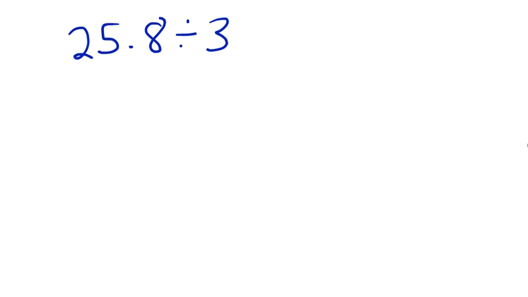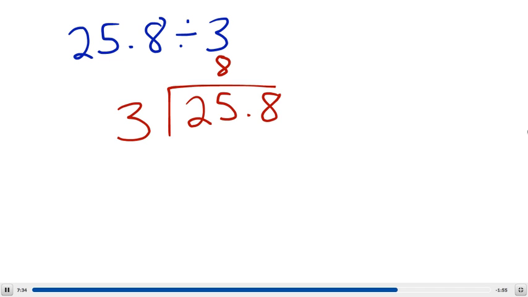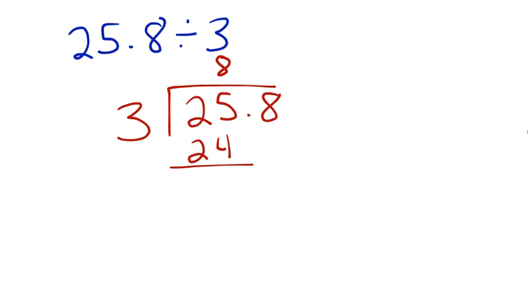This one is 25 8/10 divided by 3. So that's going to look like this. Now on this one, there's no decimal in the divisor, so now we just divide like normal. So 3 goes into 25 8 times. All this is long division. I know you guys love long division.